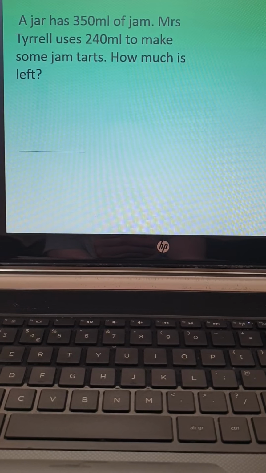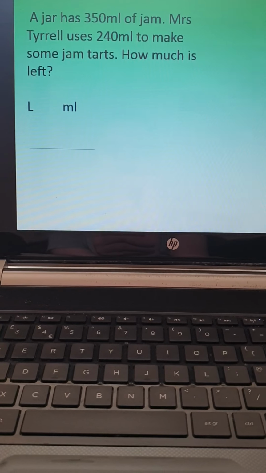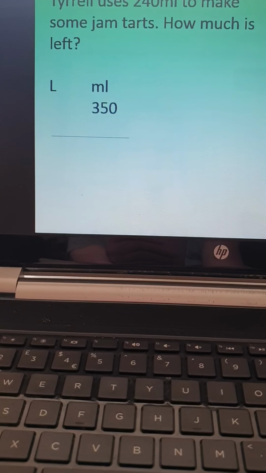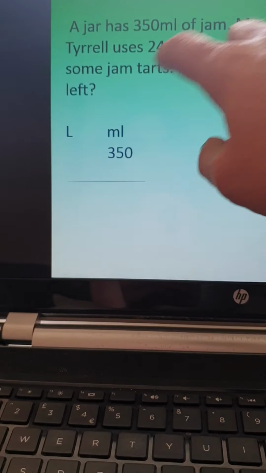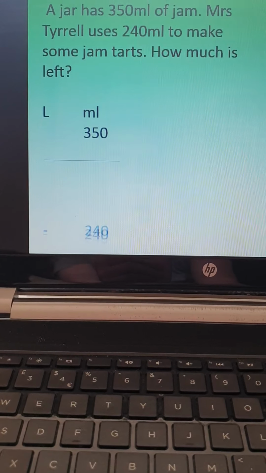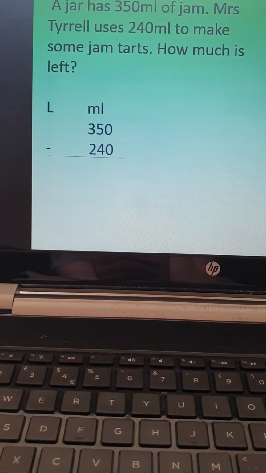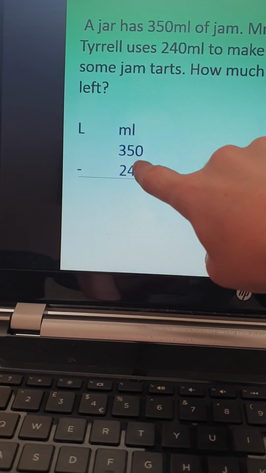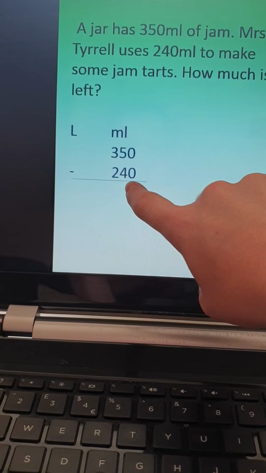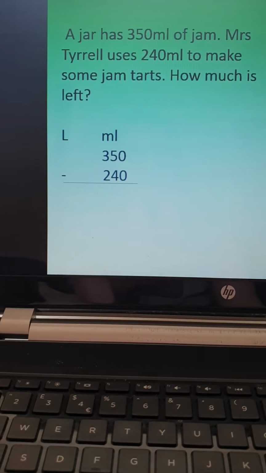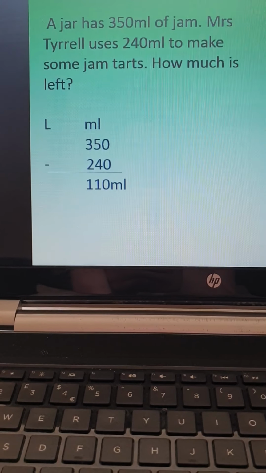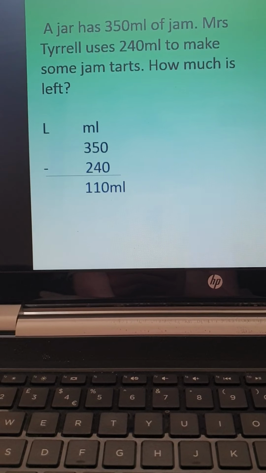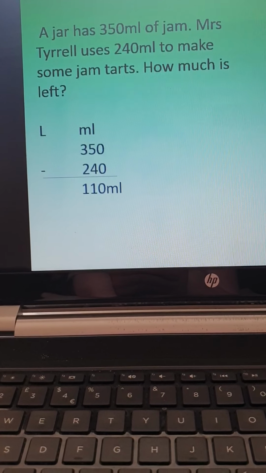Subtraction, that is right. So first thing I do anyway, I make sure I have my liters and my milliliters so that I've got my units of measure so that I won't forget. Okay, so we're dealing in milliliters, so it's going to go under the milliliter column. So we've 350, take away 240, okay? So 0 take away 0, 0. 5 take away 4 is 1. And 3 take away 2 is 1. So let's have a look. 110 milliliters.